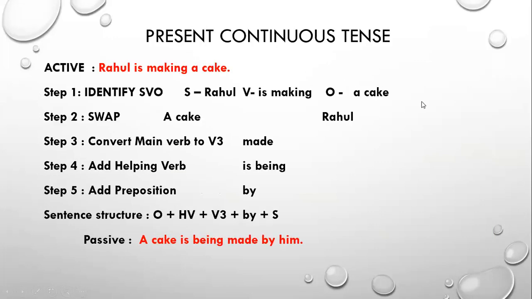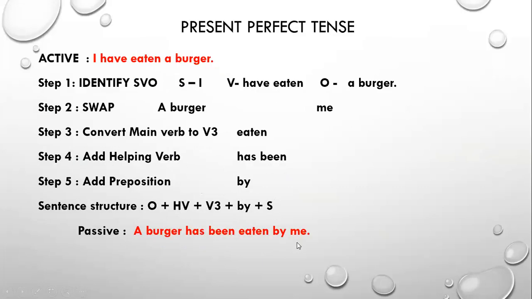So here with a cake, I'm going to use is being, then preposition, and then make the sentence: a cake is being made by him. If you go step by step, there is no chance that you are going to commit a mistake. You just have to remember these 5 steps.